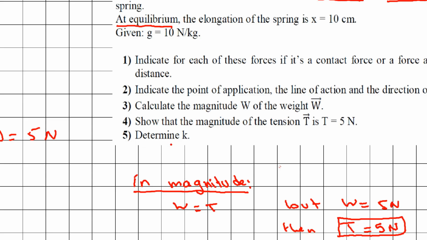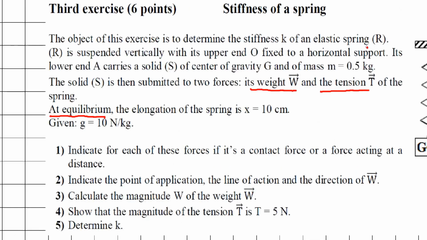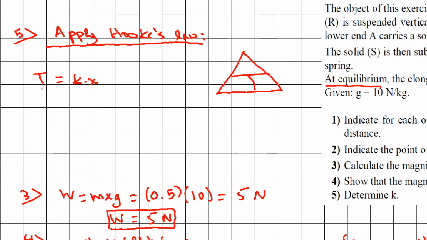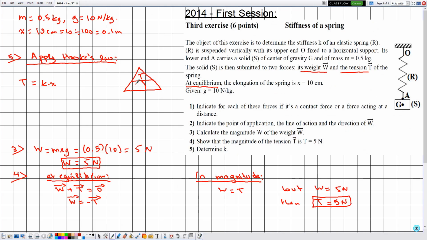Now in part 5 they are telling me to determine K, in which K represents the stiffness of the elastic spring R, and K can be determined by applying Hooke's law to the spring R. Hooke's law is given by T equal to Kx, in which x represents the elongation of the spring. Now let's construct the triangle of this formula. Since we have a multiplication, T will be at the top, K and x at the bottom, and we are interested in calculating K, then the stiffness K is given by the tension T divided by the elongation x.